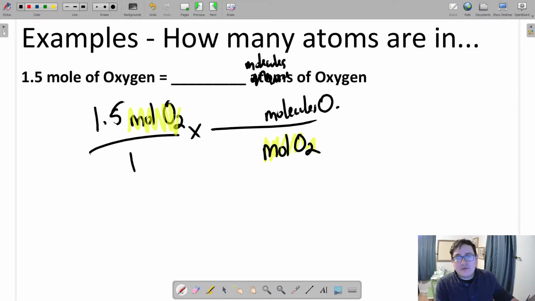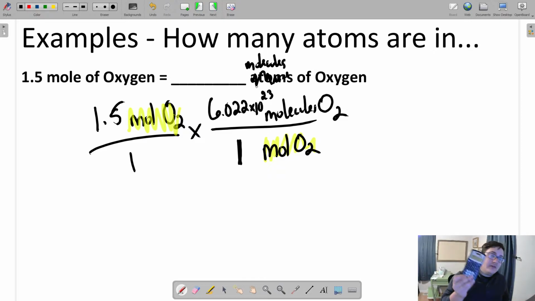Molecules of O2. Now, for every 1 mole of anything, that accounts for 6.022 times 10 to the 23rd of that thing. So this is why having a scientific calculator in hand is going to help you out, because these numbers are going to get very big.